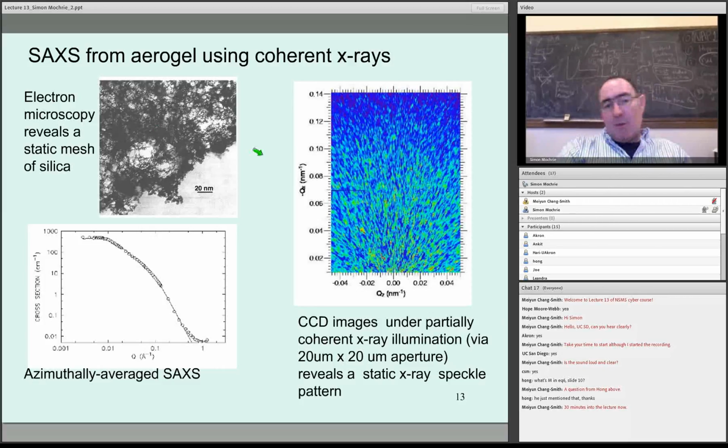And if the sample is static, like an aerogel is static, then the corresponding speckle pattern will be static. But if the sample is moving, then the speckle pattern will move. And if you can characterize how quickly the speckle pattern is moving, then that tells you how quickly the sample is moving. So that really is the principle of X-ray photon correlation spectroscopy.